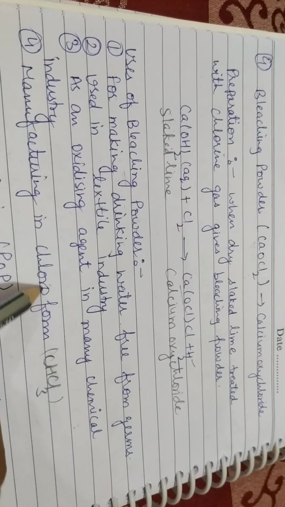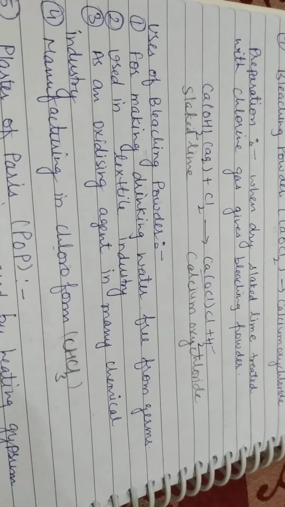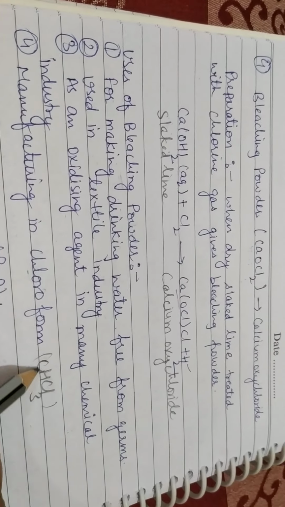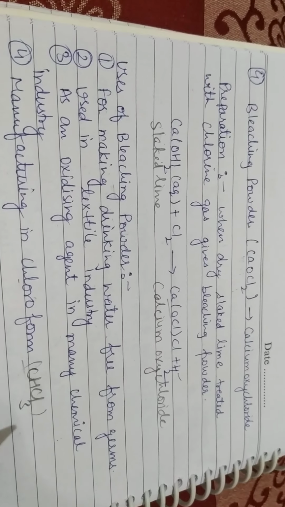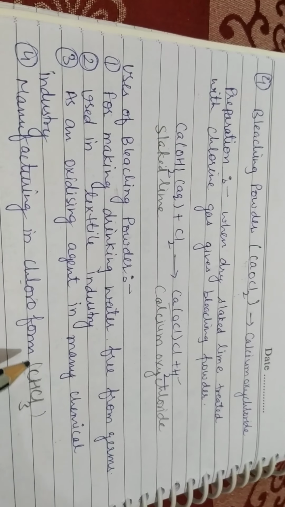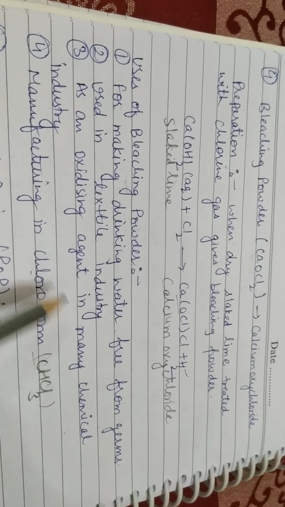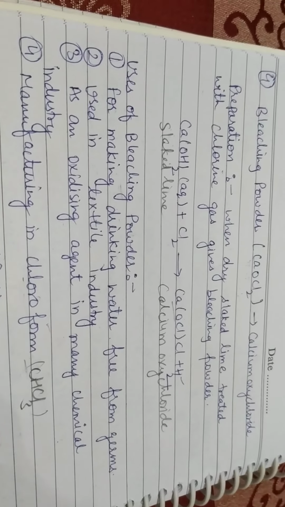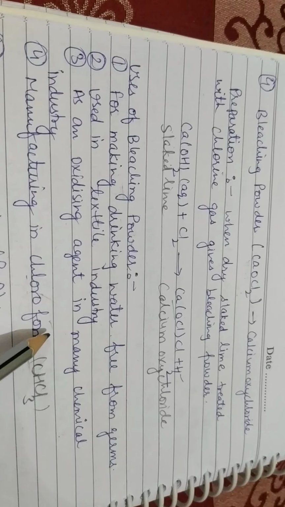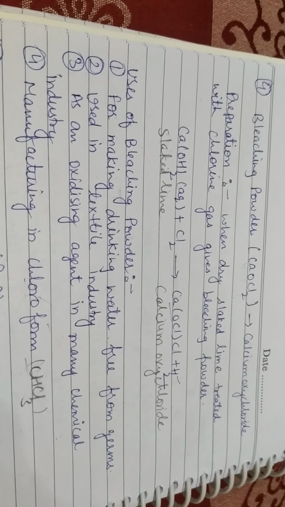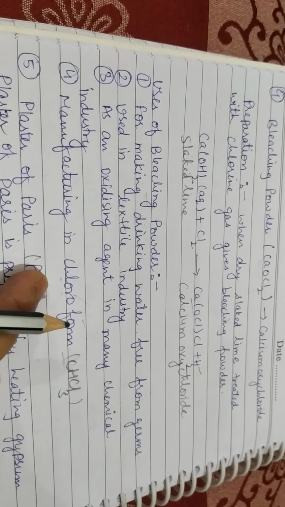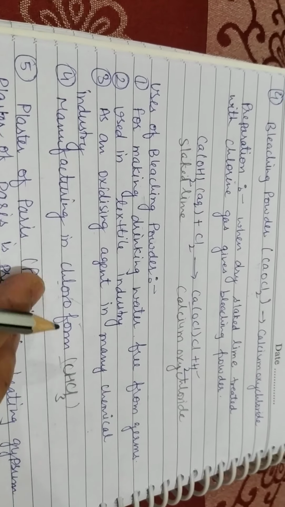It is also used to make chloroform. Chloroform is also used in refrigerators, in the form of CFC, or it is also used in medicine as an anesthetic, right? If a person takes in a high concentration of chloroform, it can cause death, or a person may go into a coma. So these are some uses of bleaching powder.